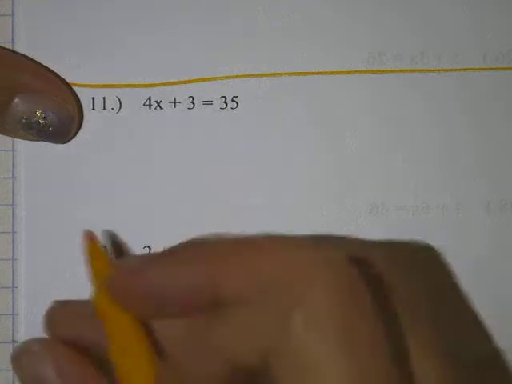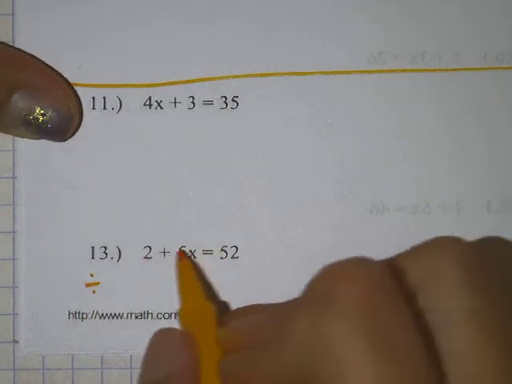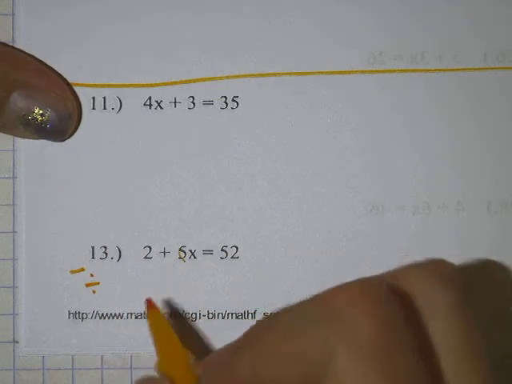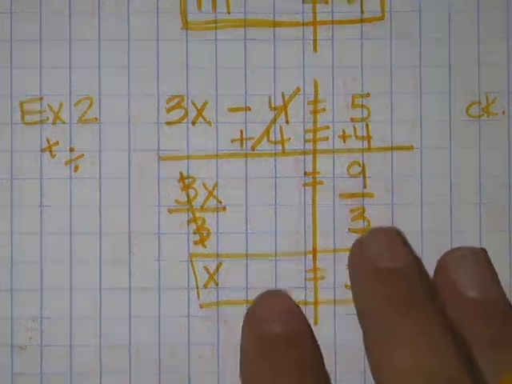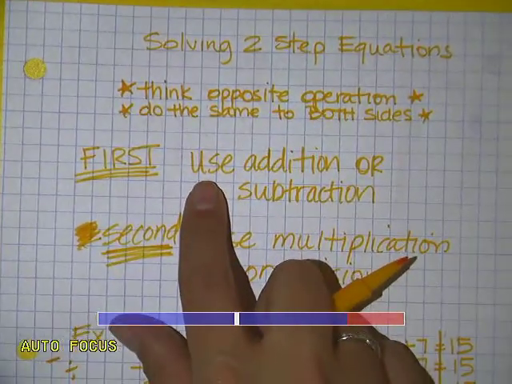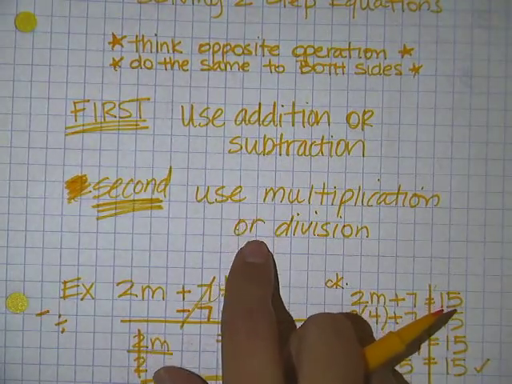So if I see multiplication, I know that in order to undo multiplication, I have to divide. And if I see addition, I know that I have to subtract in order to undo that. Now, if we look at my notes, our notes say, first is we use addition or subtraction, and then second is to use multiplication or division.